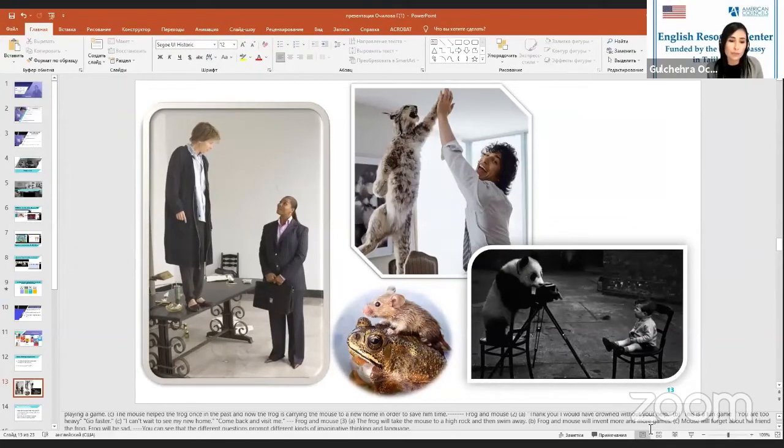The third version of this, it might be frog and mouse again. The frog will take the mouse to high rock, then swim away. Frog and mouse will invent more and more games. Mouse will forget about his friend, the frog. Frog will be sad. You can see that the different questions prompt different kind of imaginative thinking and language here.